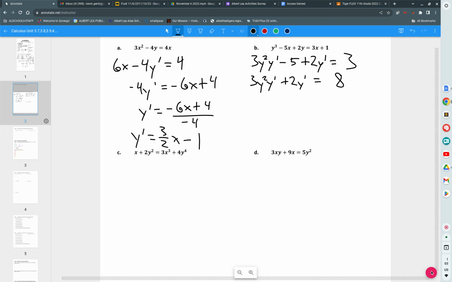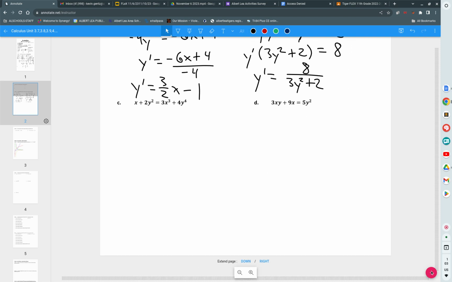Okay? And then, in order to isolate y prime, notice how there's 2 of them. If I just simply factor out a y prime, now I just have one of them. I have a singular y prime now. And so I'll divide by the 3y squared plus 2, and I get y prime is equal to 8 over 3y squared plus 2. So when you're working with implicit differentiation, gather the y primes to one side, factor it out, and divide. Okay? So I'd like you to try letter C on your own. It's x plus 2y squared equals 3x cubed plus 4y to the 4th. Why don't you try that one on your own?